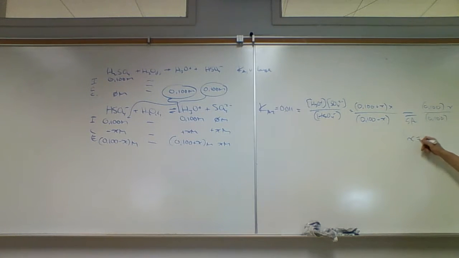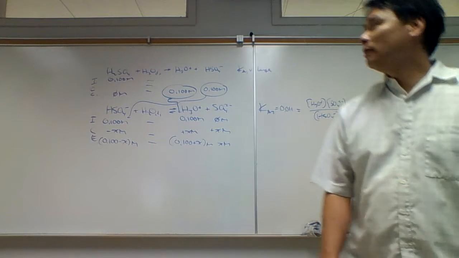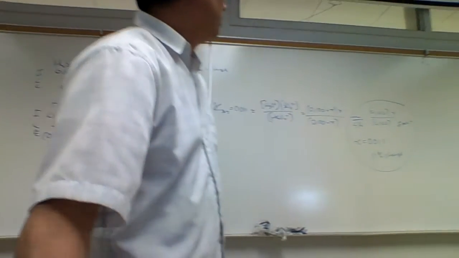So if X is equal to 0.011, then that's 11 out of 100 parts. So it's an 11% change. This 11% change is too big. So the SA fails. That means we have to use the quadratic for this problem. So let's do that quickly here.